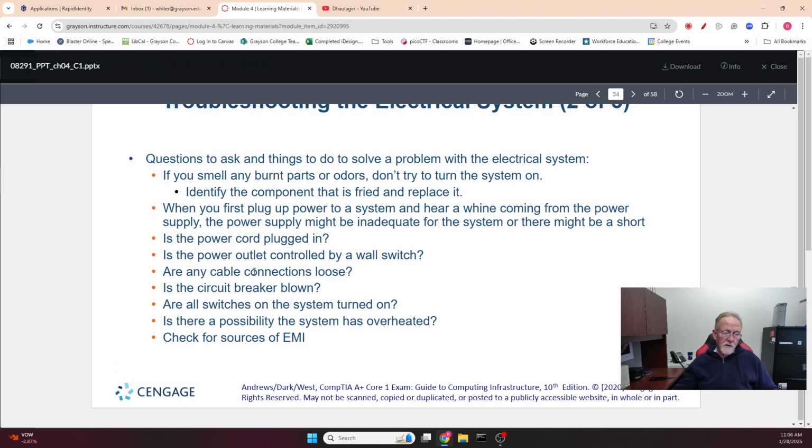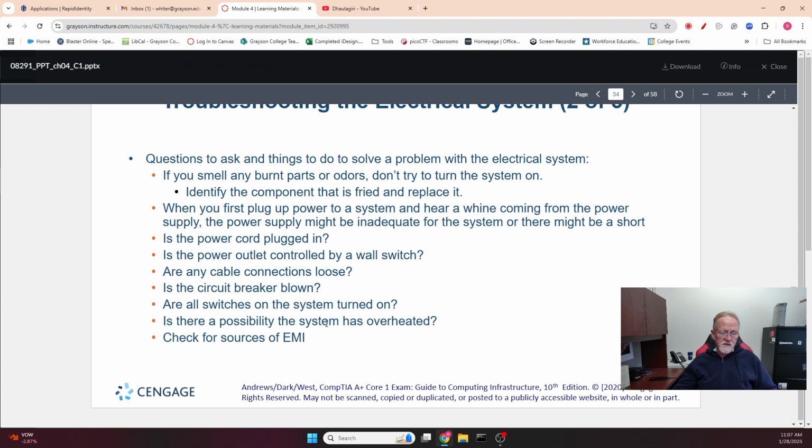Check for blown circuit breakers. Check for loose cables. Are all the switches turned on? That switch on the back of the power supply, make sure that the little orange slider switch is set to 110 unless you're in Europe, or 115 unless you're in Europe. Make sure that the big switch above it is flipped over to the on position.